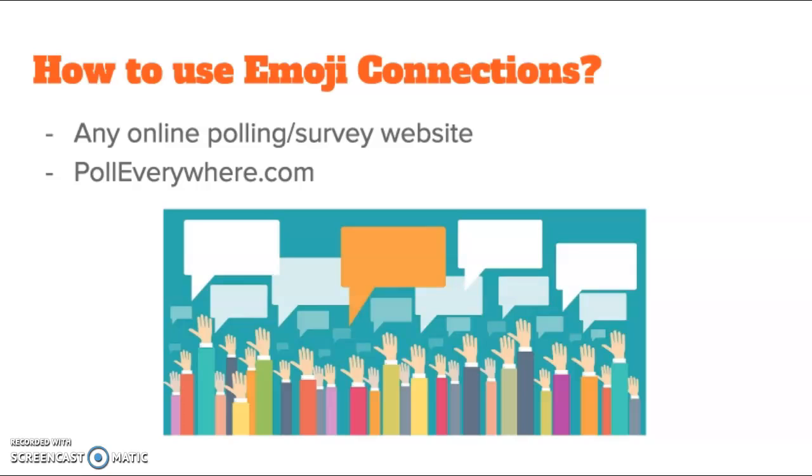And how do we use Emoji Connections? Any polling or survey website will work. For the example that we'll see later on, I use polleverywhere.com. It's a really easy and quick free site that you can utilize in a classroom to gather data on what your students are interested in.